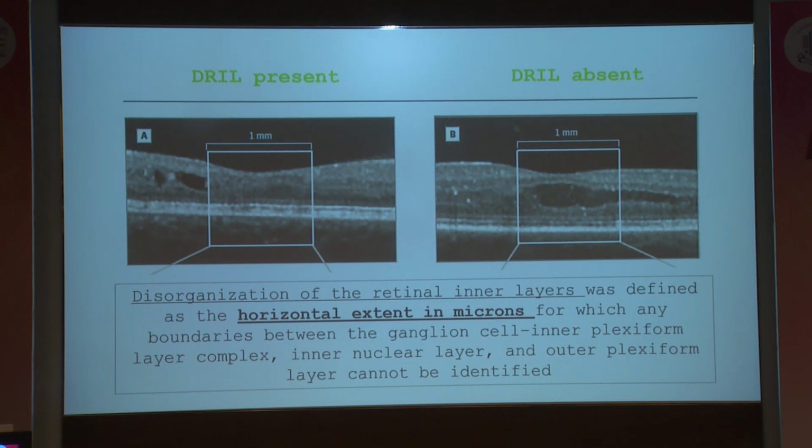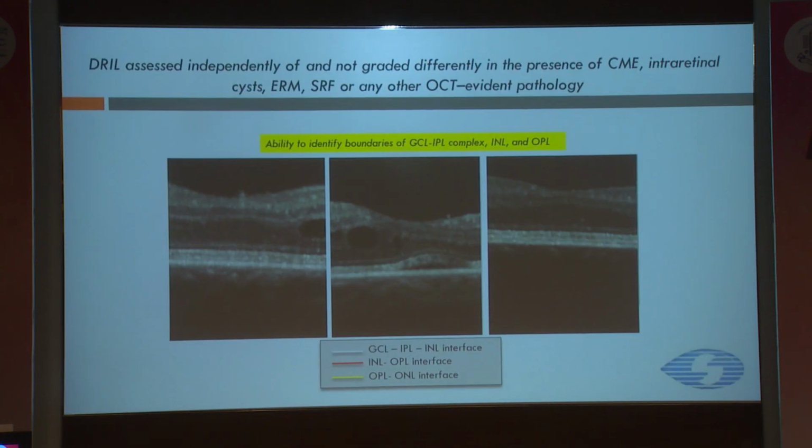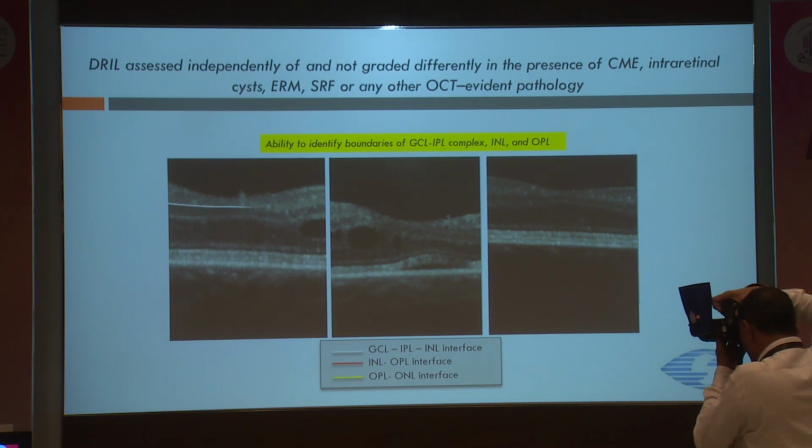You can see that the image itself is quite clear where the DRIL is present, and where you can see the inner layers clearly and it's absent. And the horizontal extent in microns is what we have to calculate. DRIL is assessed independently and not graded differently in the presence of CME, intraretinal cysts, ERM, SRF, or any other OCT-evident pathology. So it's totally independent of these. That's important to know.